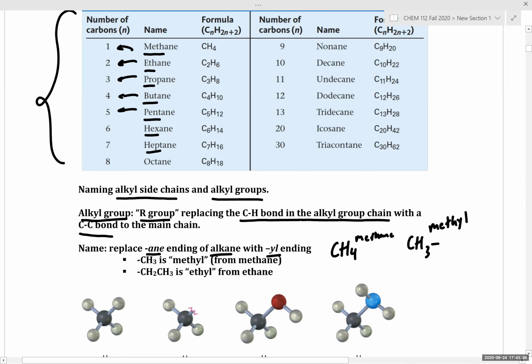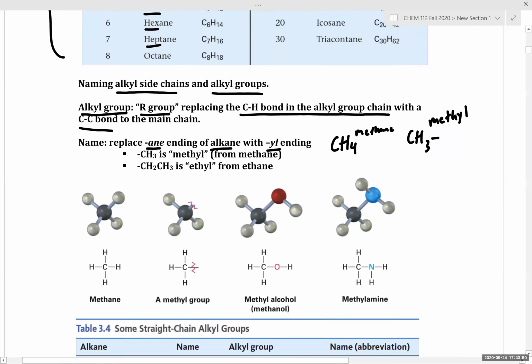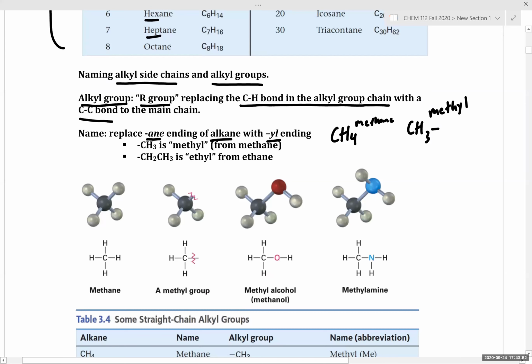Does that make sense to everyone? Does this idea make sense? You look up the prefix for the number of carbons, you change the ending to YL. So methane to methyl.